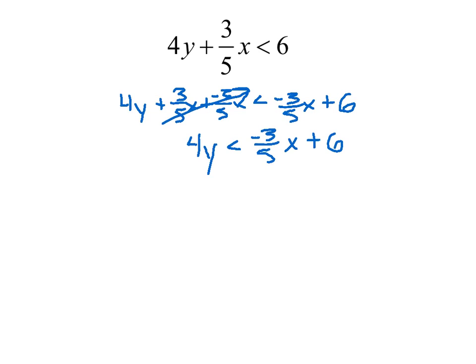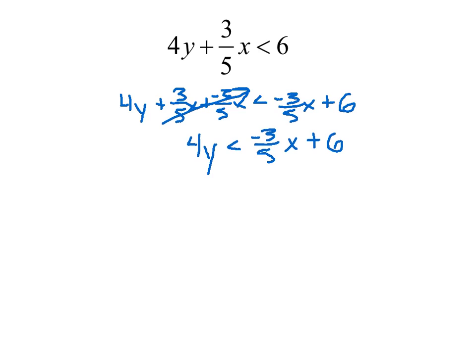6. Now, I added a negative 3/5 x to both sides. Should I have flipped the inequality symbol? Flip yes or flip no? I added a negative 3/5 x to both sides. Should I have flipped the inequality symbol? No. No, adding a negative is totally okay. It's when it comes to multiplying or dividing by a negative that's important. What inverse operation do I need to do to finish getting the y alone here?